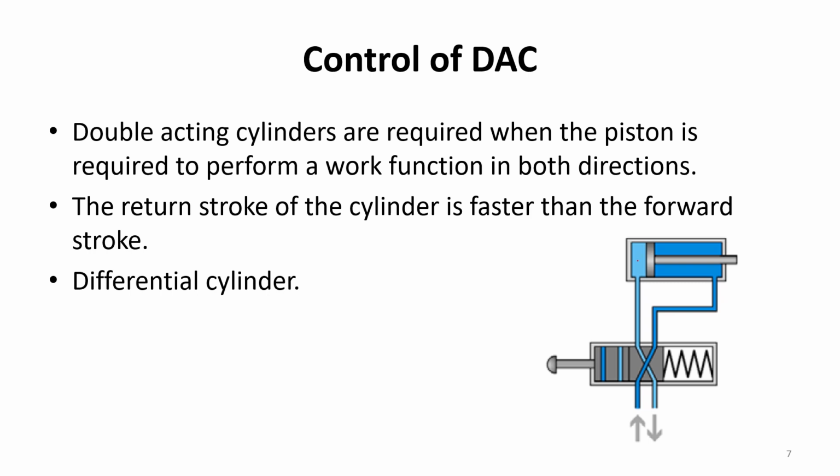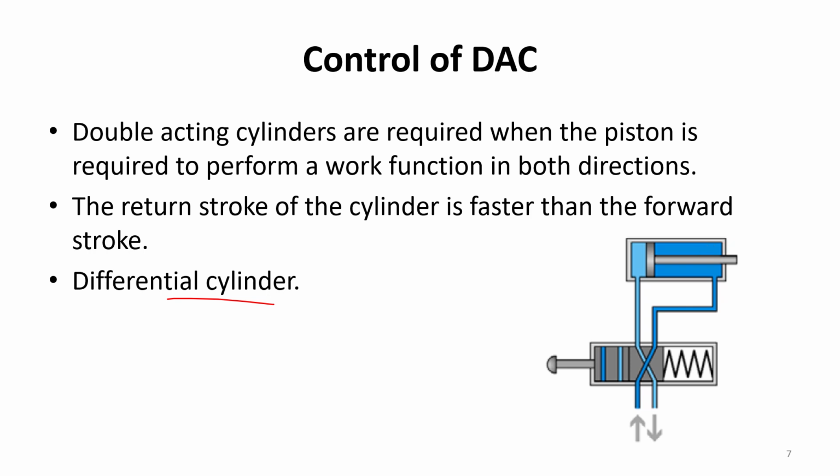One is the cap end volume is larger than the rod end volume of the cylinder, and hence the volume of a fluid or compressed air that is required to cause retraction of the cylinder will be lesser than the amount of volume required to cause extension of the cylinder, and hence the return stroke of this cylinder will be faster than the forward stroke of the cylinder. And this type of cylinder or double acting cylinders are also called as differential cylinders because of this difference in speed, a difference in the volume between the cap end and the rod end.